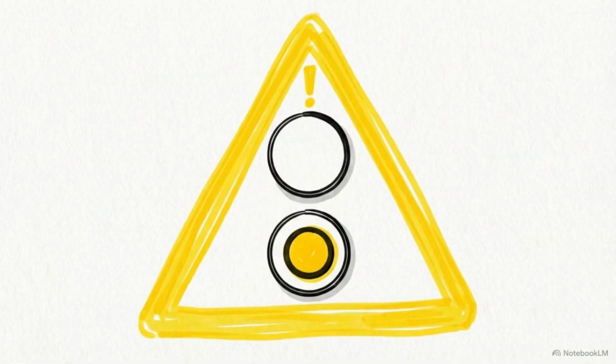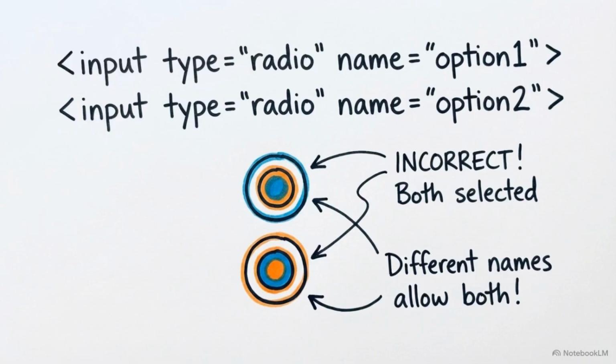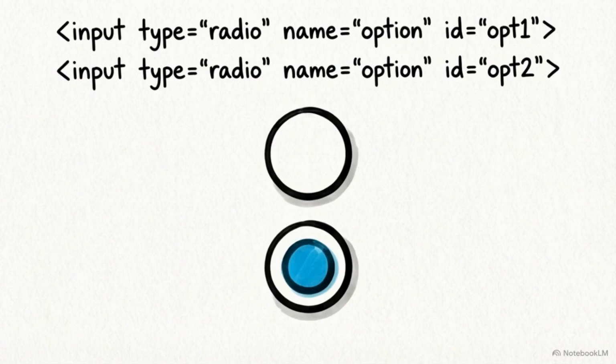There is a strict rule when setting up radio buttons. If you give each radio button a different name attribute, the browser treats them as separate questions, allowing both to be independently selected. To link them together so only one can be chosen, every radio button in that specific group must share the exact same name attribute.